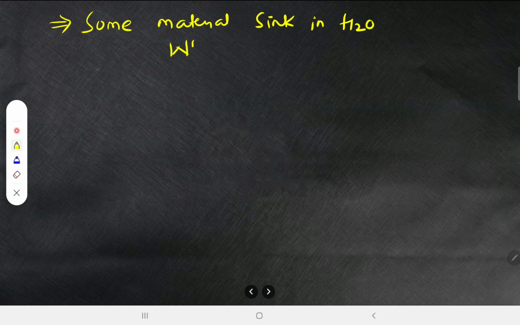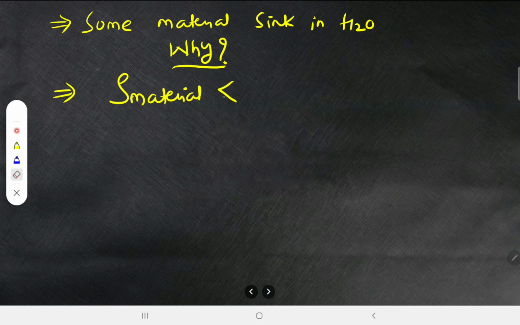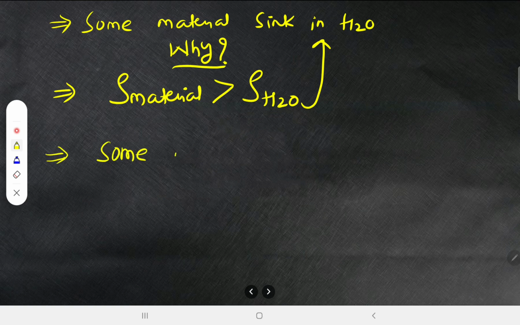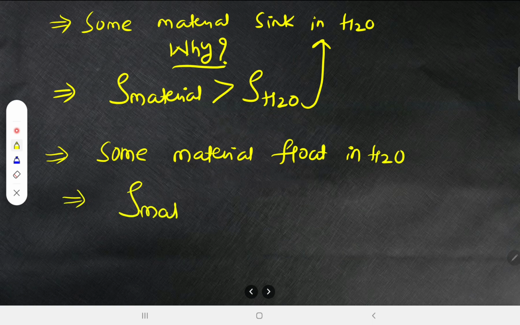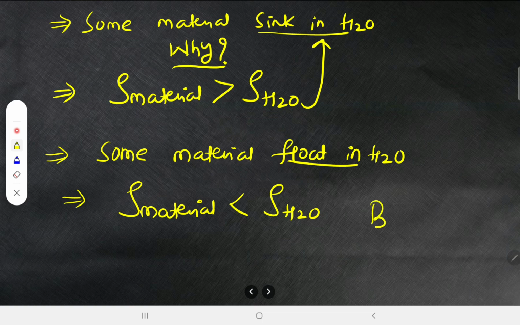Why? If I ask you why they are sinking in water, the answer is quite simple. Density of that material should be, not less than, it is greater than density of water, then they are going to sink. Alright, and another thing, some material float in water. What is the reason for this? The reason is the density of that material should be less than the density of water, then they are going to float. Alright, I hope you know this from the Archimedes principle and some other concepts of buoyancy. I have talked about why some things will be floating and why some things will be sinking.